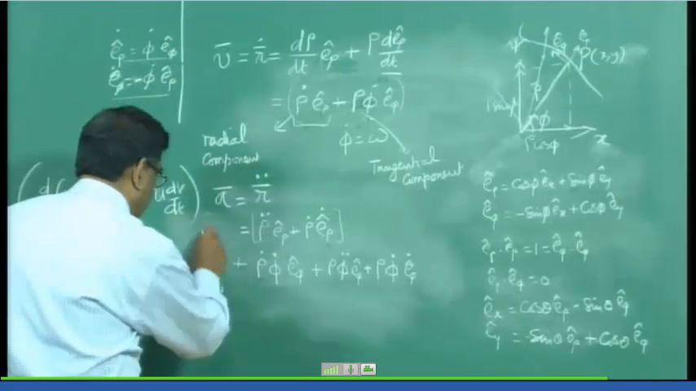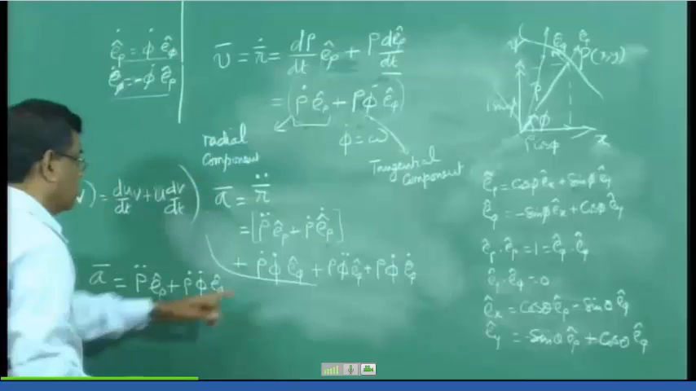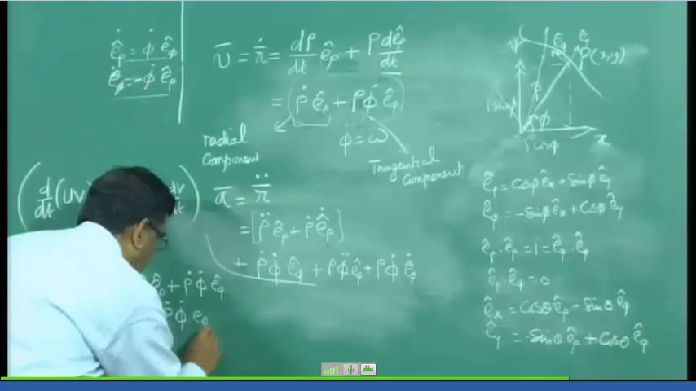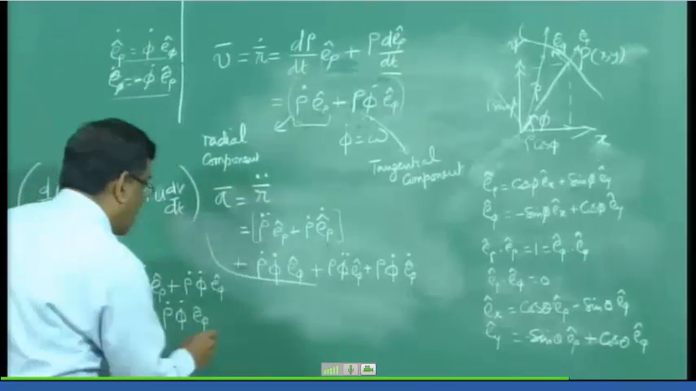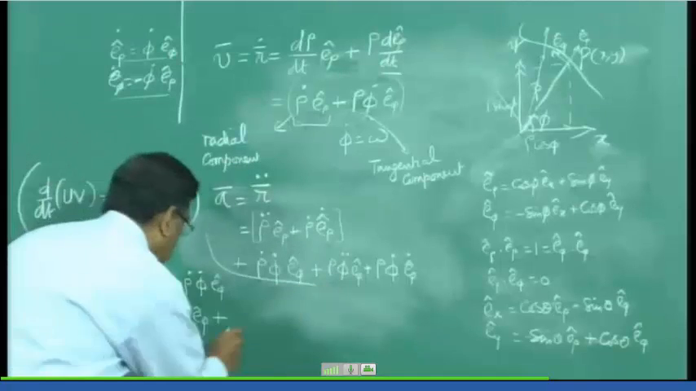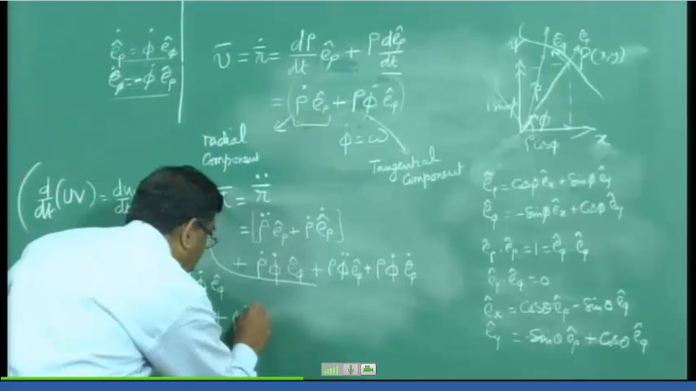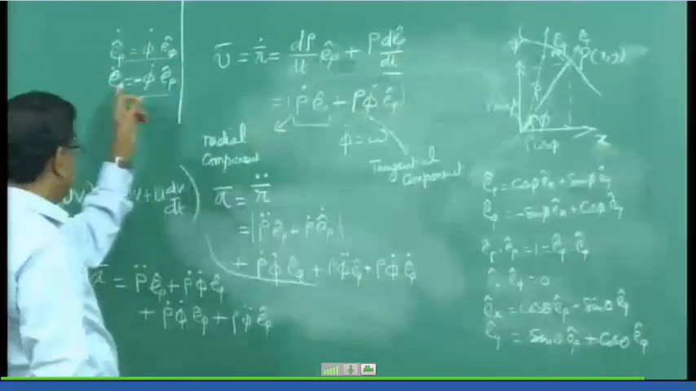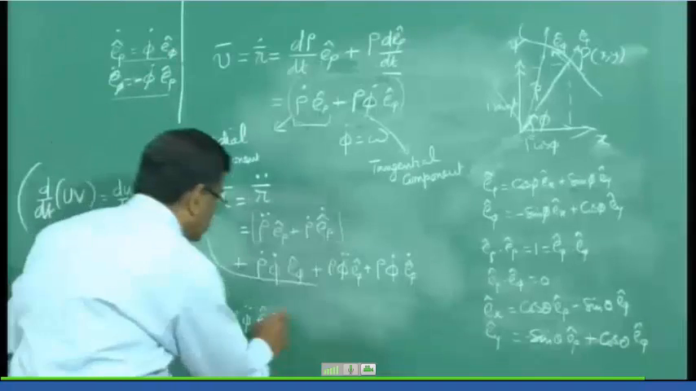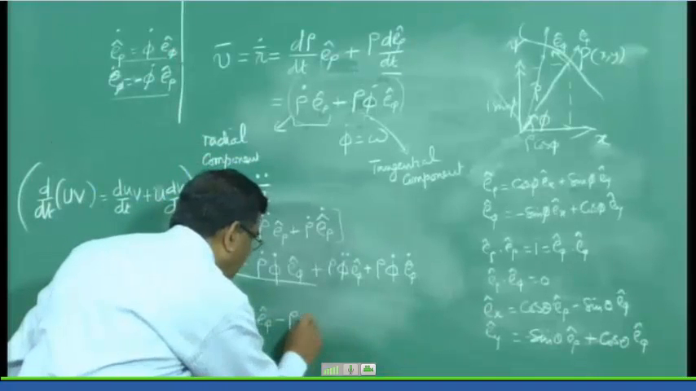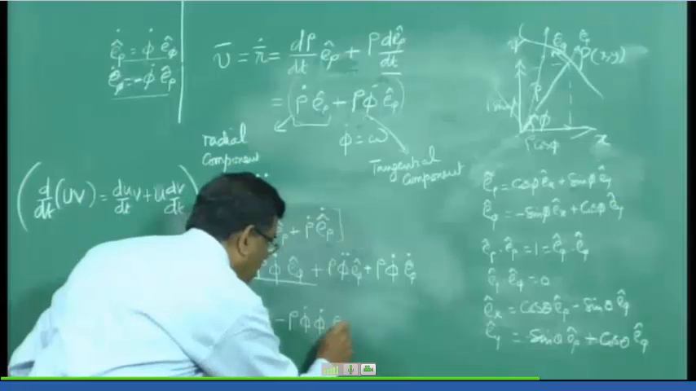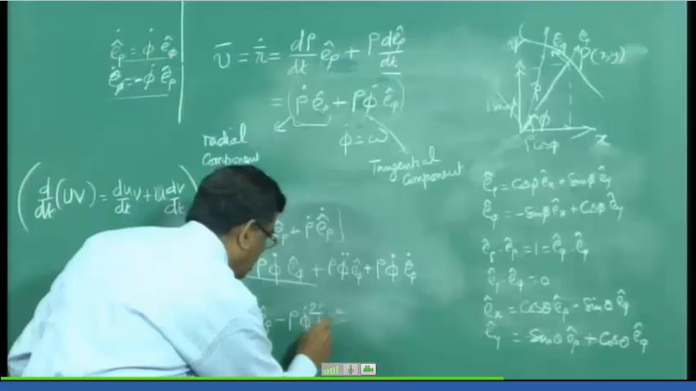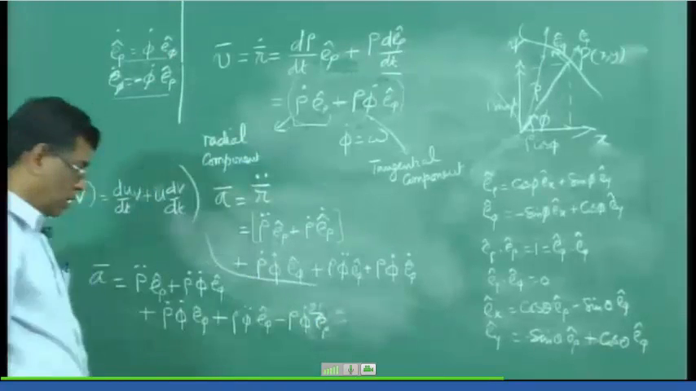Plus rho dot phi dot E phi. Already it is here. Okay. Plus rho phi double dot E phi. Now here E phi dot is there. E phi dot is minus phi dot E rho. So minus rho phi dot another phi dot E rho. So this will be minus rho phi dot square E rho. That is what I get.